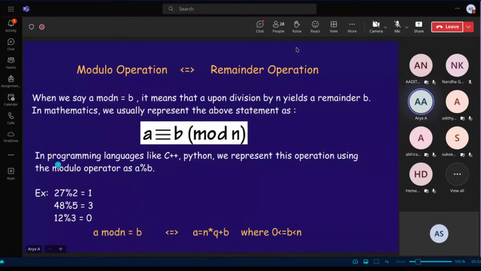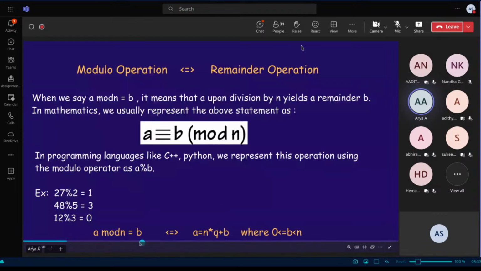In programming languages like C++ and Python, we represent this operation using the modulo operator, which is nothing but the percentage symbol. So A mod B. We can look at these examples, which will be easy to understand. 27 mod 2 is 1. 48 mod 5 is 3. 12 is divisible by 3, so the remainder is 0. So 12 mod 3 is 0.